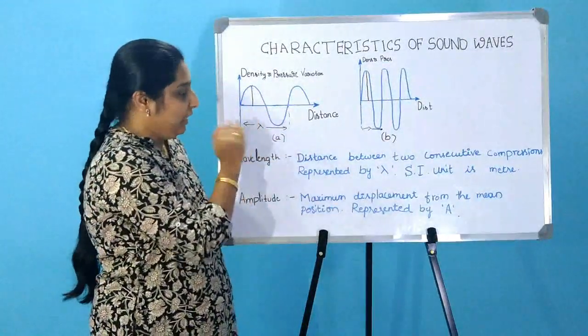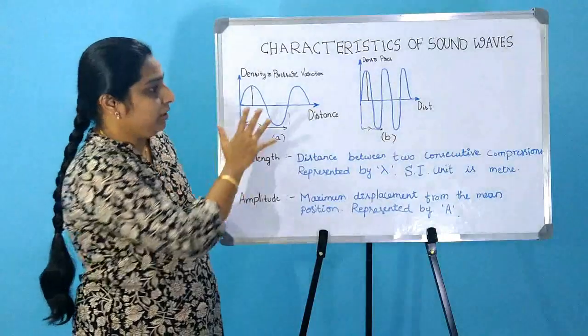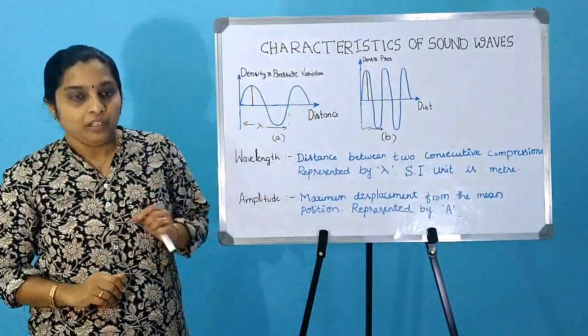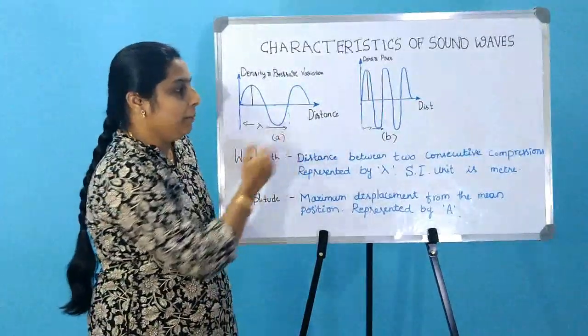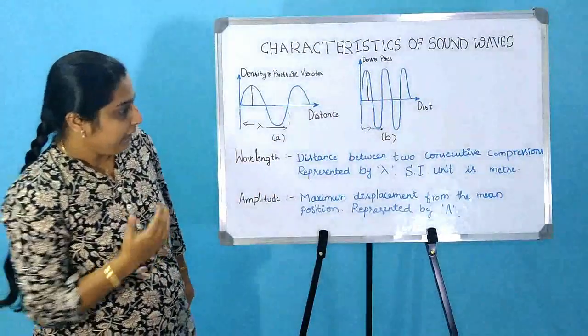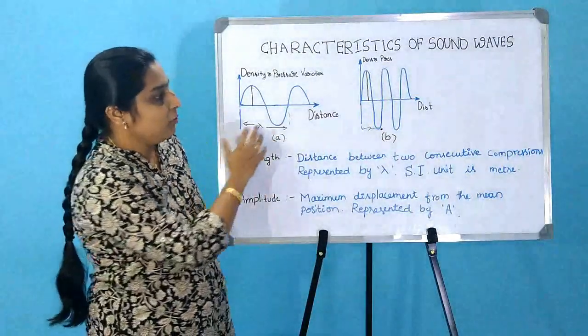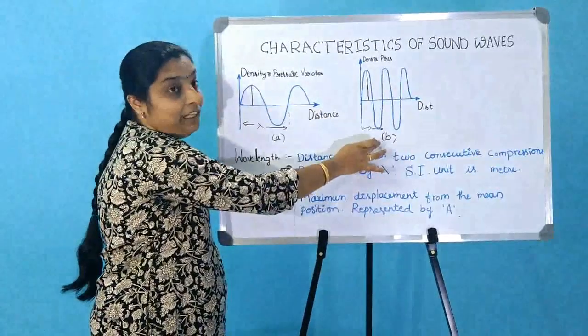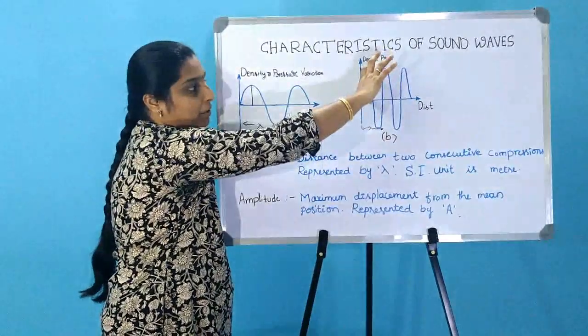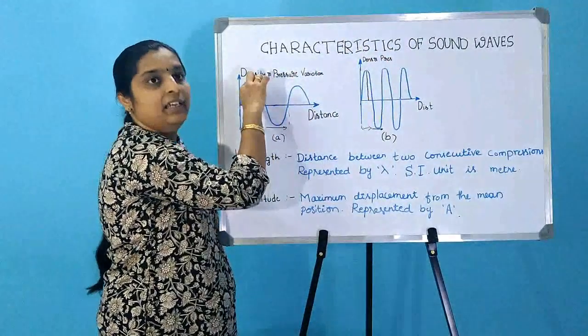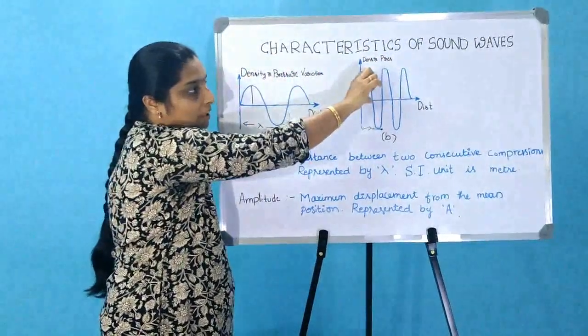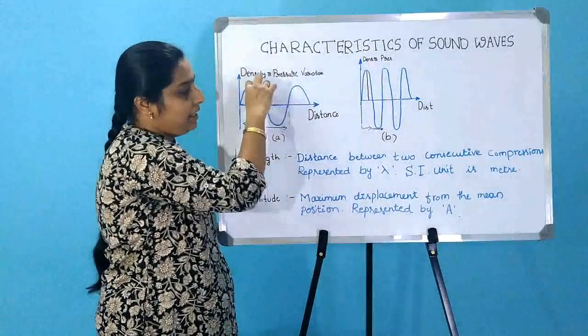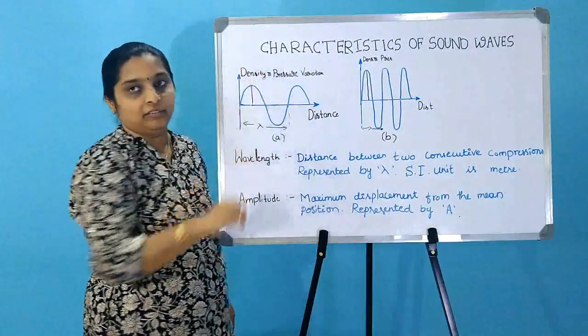Let us analyze this amplitude on the basis of these two graphs. When you compare these two graphs, which one has the highest amplitude? If you just look at these two waves, you can understand that graph B has the highest amplitude and graph A has lesser amplitude. So amplitude is more in graph B and less in graph A.